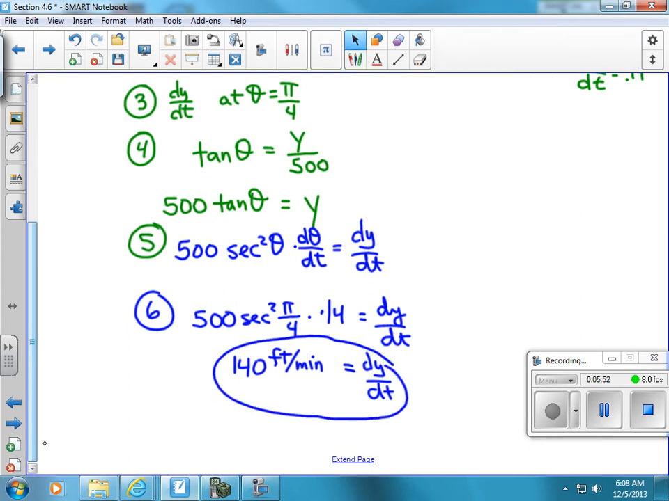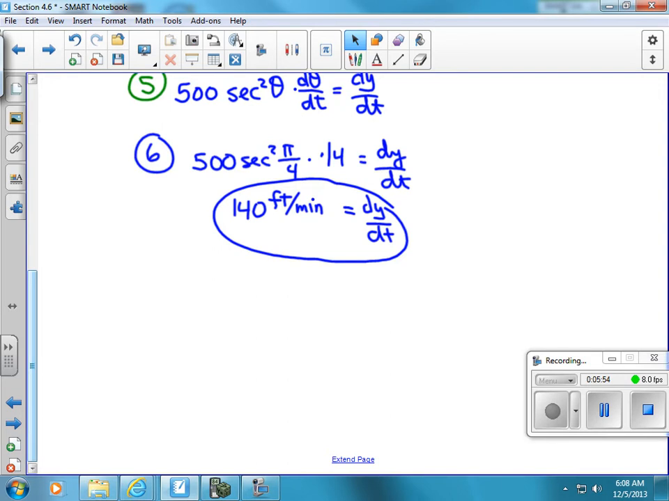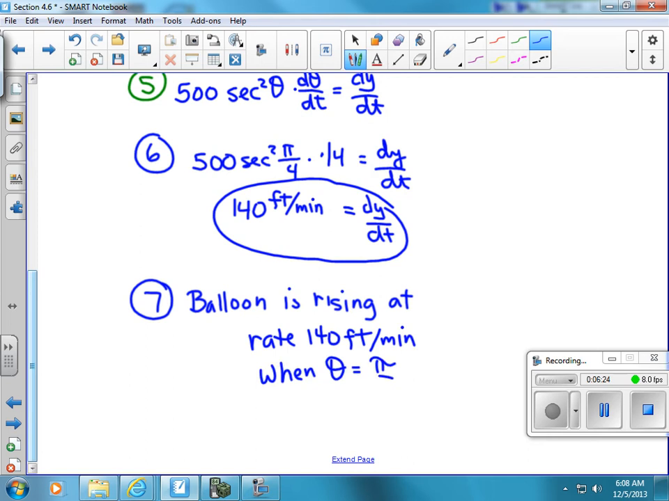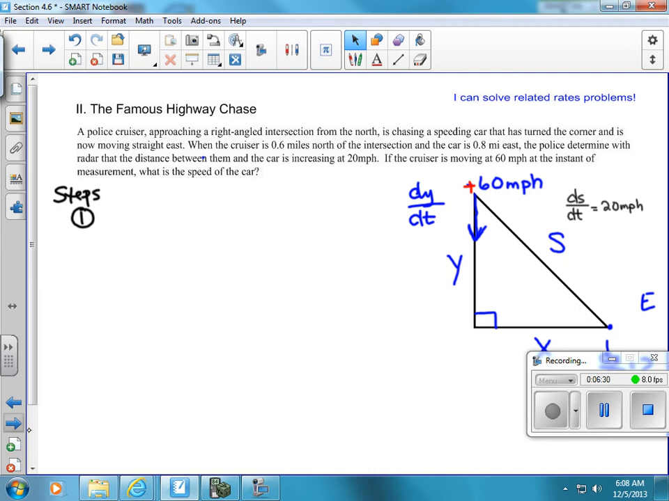And then the next thing says to interpret the results. And that's kind of what I just said. The balloon is rising at the rate of 140 feet per minute when the angle is pi over 4. Okay, good problem. Next problem is the famous highway chase.